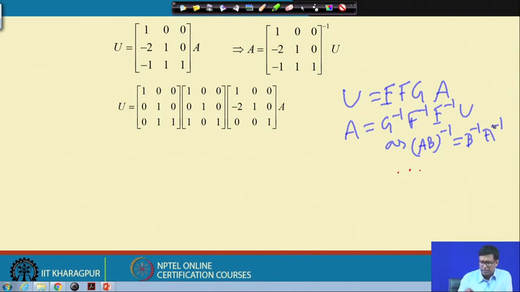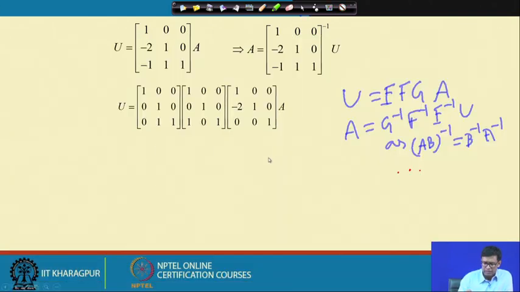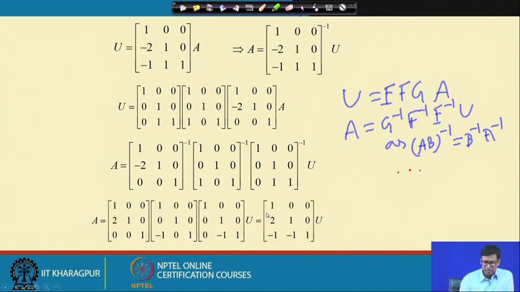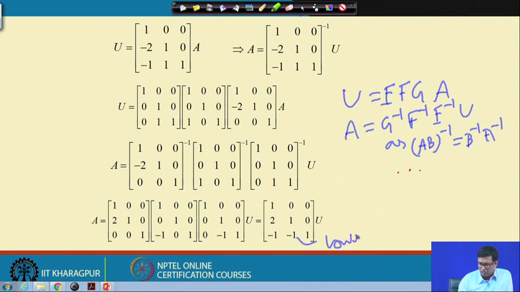So, if I write A as the inverse of this matrix times U, it is very easy to invert these matrices. Minus 2 will be plus 2, and we get the inverse. All the off diagonal terms change their sign; this one will be minus 1, I get an inverse, and this one will be minus 1, I get an inverse. So, I can write this as the inverted form of the matrix, and if we multiply them we get another lower triangular matrix here. So, this is a lower triangular matrix.